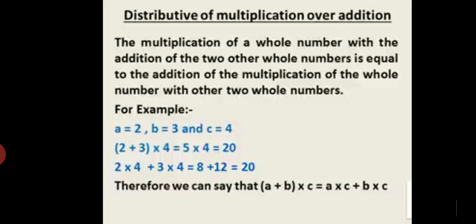For example, if we take A equal 2, B equal 3 and C equal 4, then 2 plus 3 into 4 is equal to, we all know 2 plus 3 equals 5, 5 into 4, that means 20. On the other way, if we take A cross C plus B cross C, that means 2 cross 4 plus 3 cross 4, we shall get 8 plus 12, that is equal to 20. So we can say (2 plus 3) cross 4 is equal to 2 cross 4 plus 3 cross 4. This property is called the distributive property.